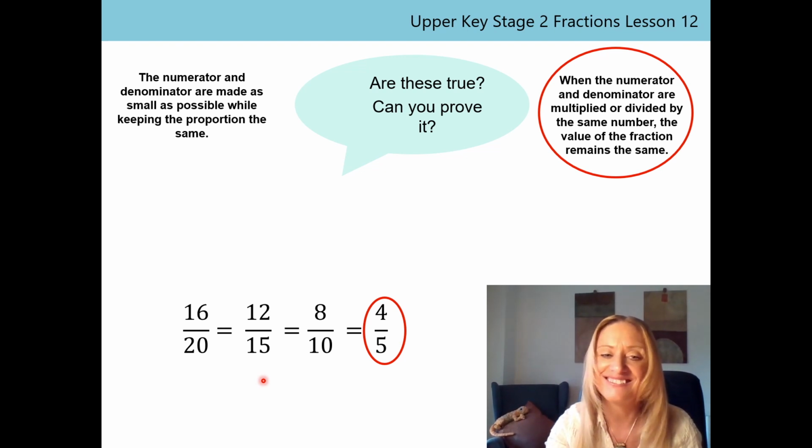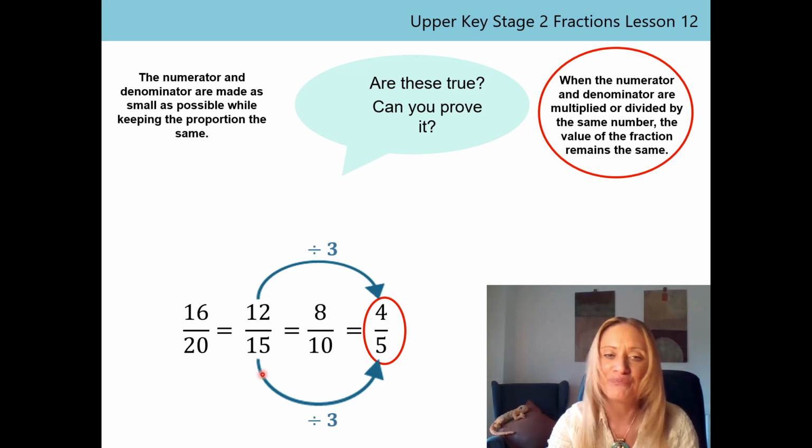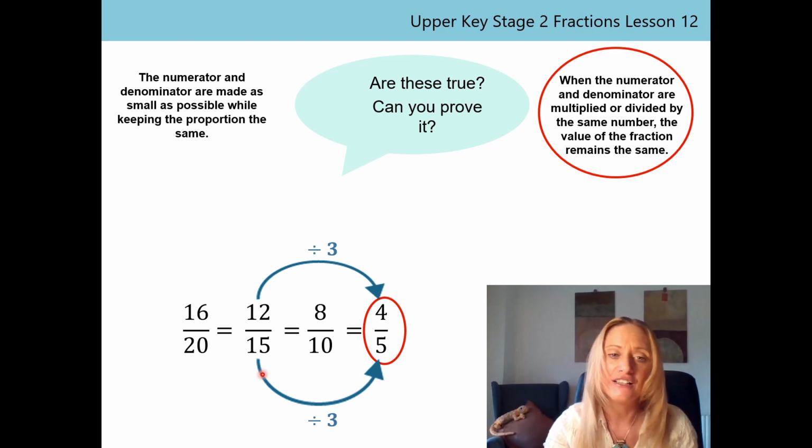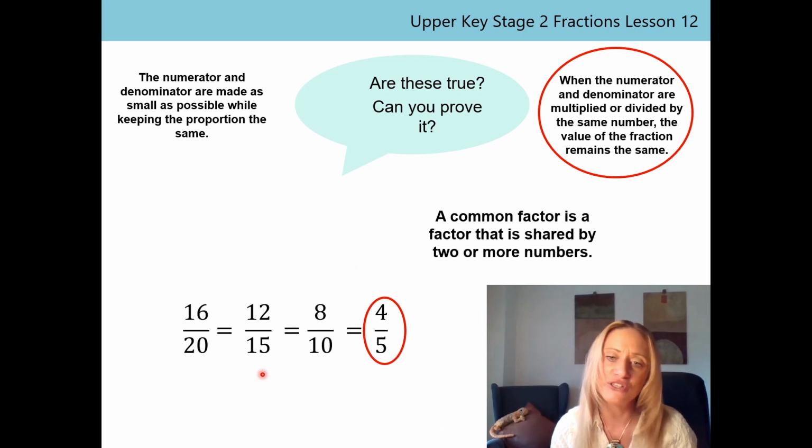How did you get on? Let's have a look at 12/15. What did you find the numerator and denominator had been divided by? Did you say they'd been divided by 3? Really well done. And what did you notice about 3? Yes, it's a factor of 12 and 15, isn't it? So 12 and 15 are in the 3 times tables. They are multiples of 3. And actually, we had a look at that language a few lessons ago, didn't we? And you said that a common factor is a factor that is shared by 2 or more numbers. So 3 is a common factor of 12 and 15.